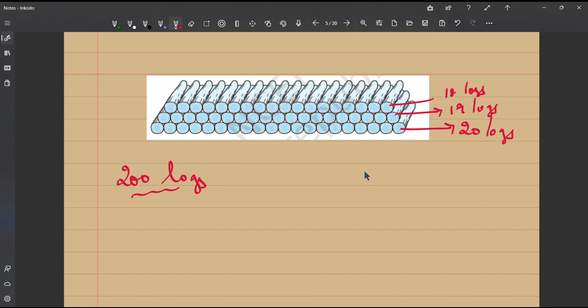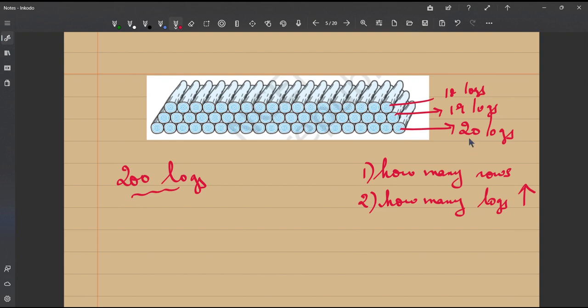So now the question which we have to solve is, how many rows are made this way? In how many rows are the 200 logs placed? That was the first question. The second question, how many logs are placed in the topmost row? We do not know which is the topmost row, but once we find out, we should also find how many logs are placed in the topmost row. I'm just putting an arrow up for the topmost row.